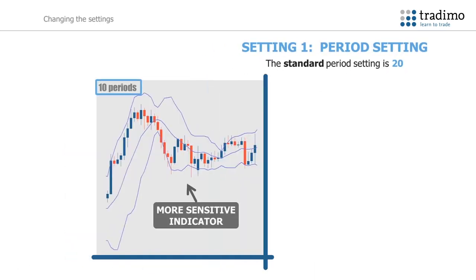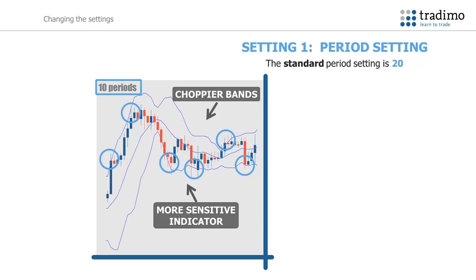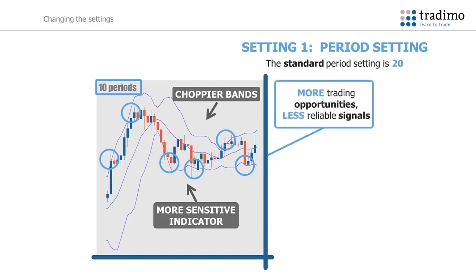If you change this to a lower setting, 10 periods for example, then the indicator will be more sensitive to price movements. This will result in choppier, narrower bands that price will reach and break through more often. This will offer more trading opportunities, but the signals will be less reliable.